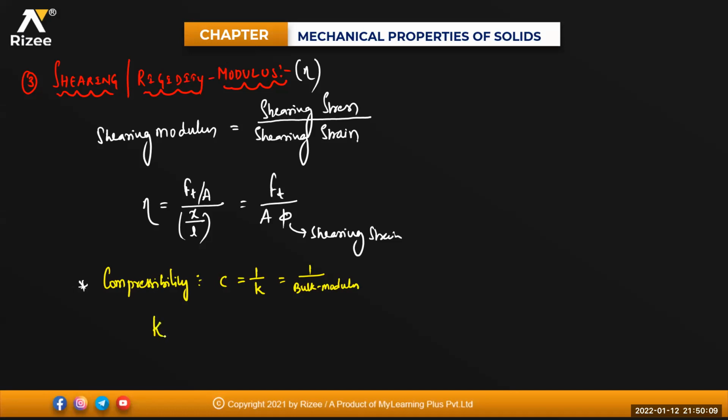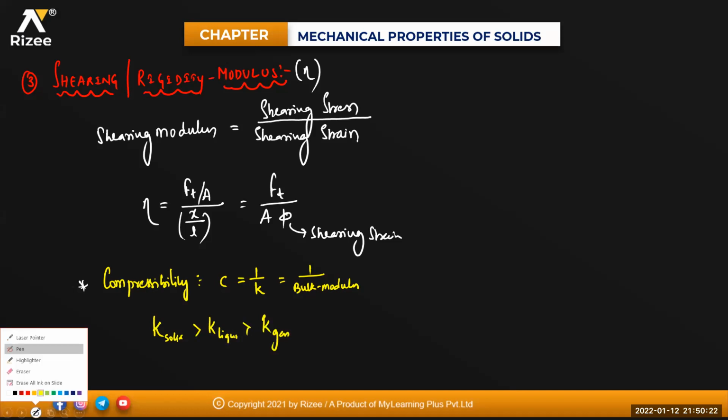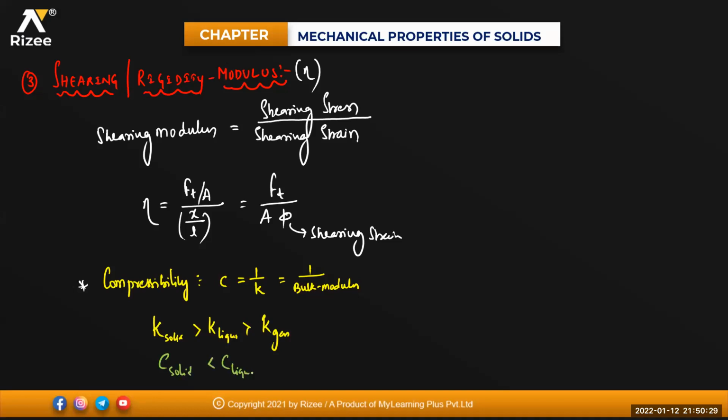So I can say that bulk modulus of your solid is greater than the bulk modulus of your liquid, which is greater than the bulk modulus of your gas. That means compressibility of your solid is lesser than compressibility of liquid, which is lesser than compressibility of your gas.